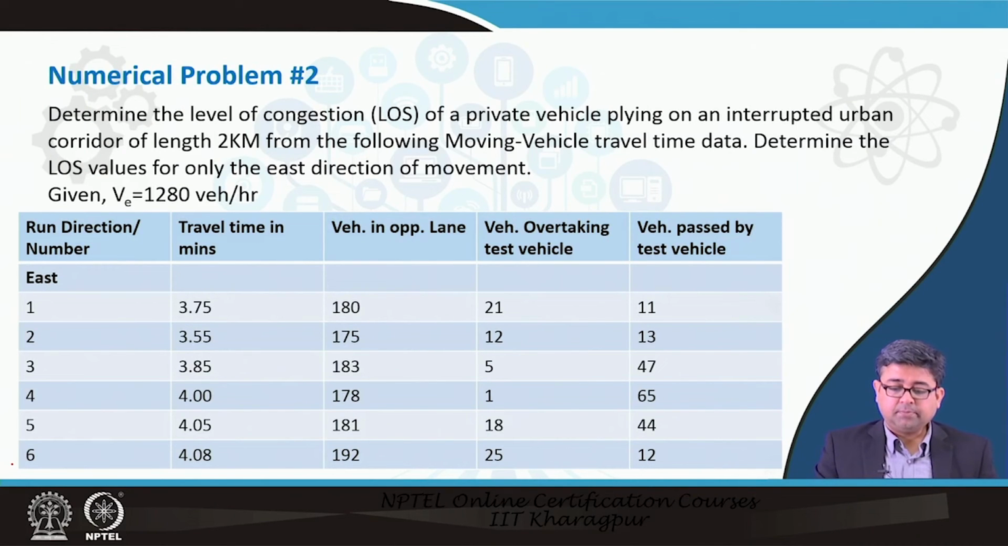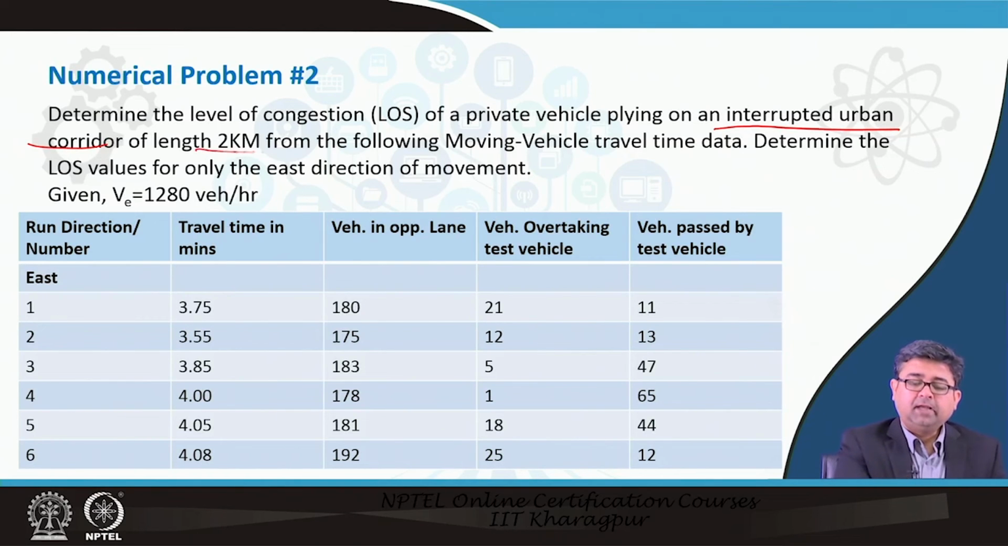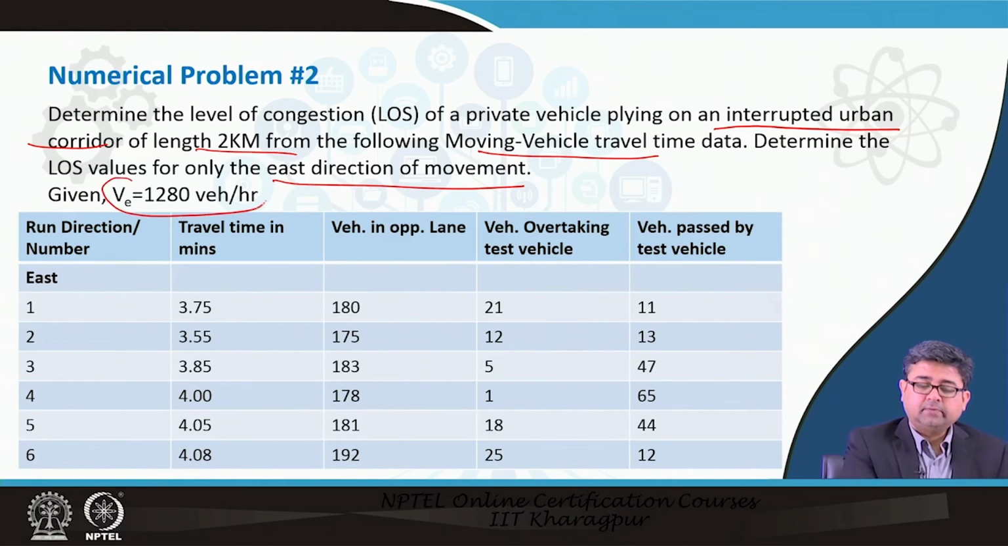So, here is an example problem. Determine the level of service of a private vehicle plying on an interrupted urban corridor, right. So, that is the type of corridor, of length 2 kilometers, using the moving vehicle travel time data. Determine the level of service only in the east direction of movement, and the volume is, in this case we have made it simpler, we have already given you the volume.